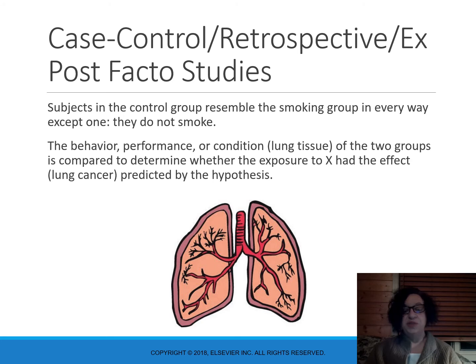As our ex post facto study moves on, subjects in the control group resemble the smoking group in every way. Every way they're the same except for one thing: they do not smoke. The behavior, performance, or condition, so in this case, lung tissue, of the two groups is compared to determine whether the exposure to X, cigarette smoking, had the effect of lung cancer that was predicted by the hypothesis of the study.